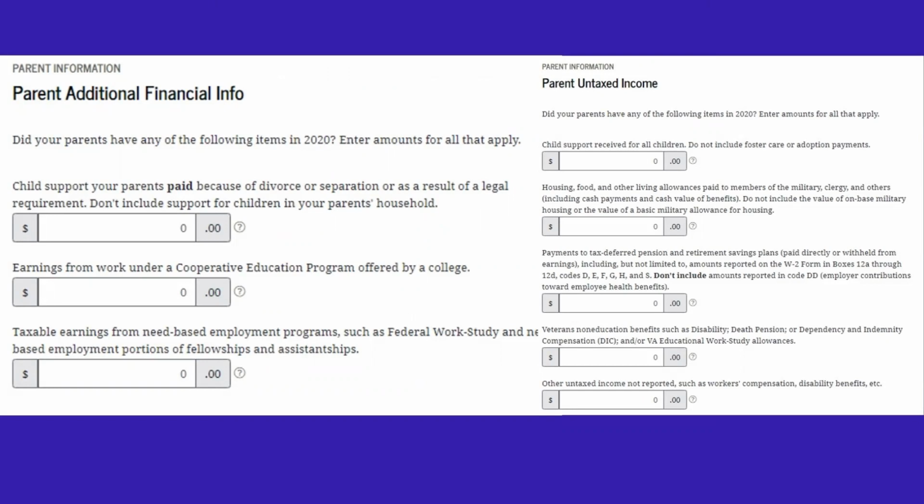This most likely does not apply to enrolling freshmen, but once the student is enrolled in college, if they are in a co-op program, often those programs do pay students money as part of that program. If you were an adult student, say in a co-op program, you would have to report it there.